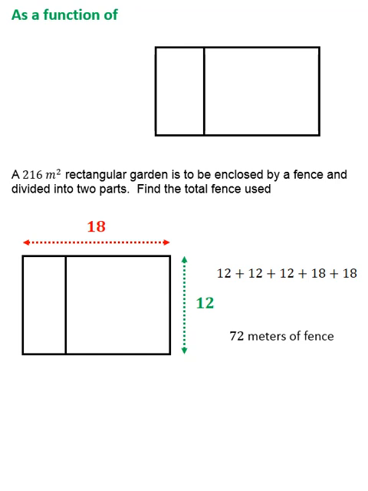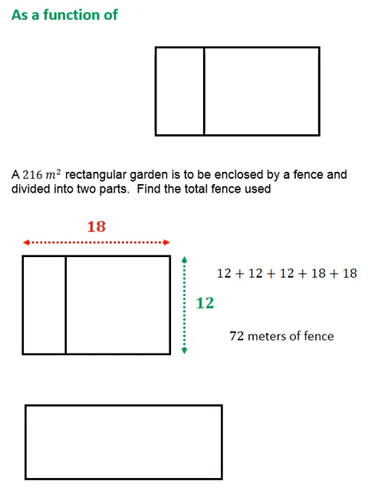I'm not suggesting this is the answer to the problem, I'm just pointing out that this is one way that this garden could be built. But it's not the only way. What if we made the garden wider? Suppose that we had a length of 9 meters this time.